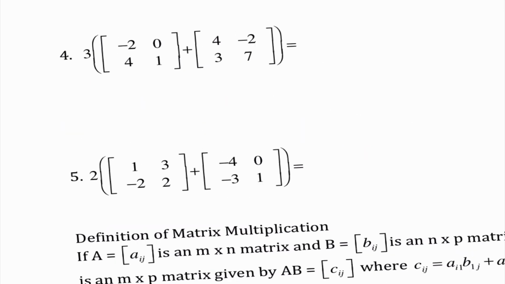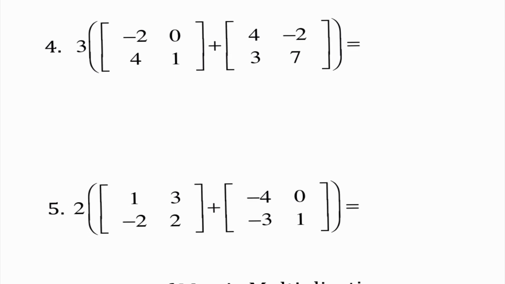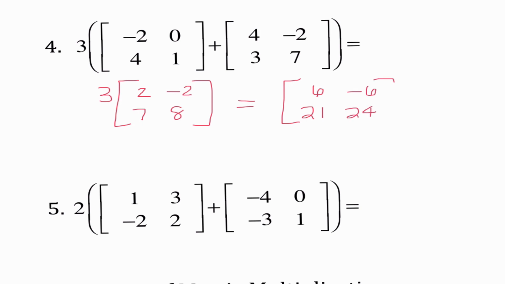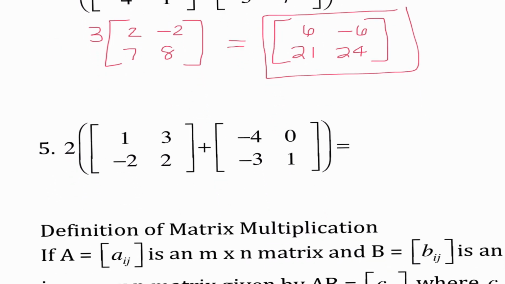So if we look at number 4, it is basically saying 3 times the quantity of the sum of these two matrices. And so there's 2 ways we could do it. We could distribute 3 to this whole matrix and every single entry, and 3 to this whole matrix, but what I think is easier is to add those matrices together first. So I would get 2, 7, negative 2, 8. Then I'm going to multiply everything by 3. So I would get 6, 21, negative 6, 24. So it does not matter which of those 2 ways we do it, we'll get the same answer. I just think that's a lot quicker.